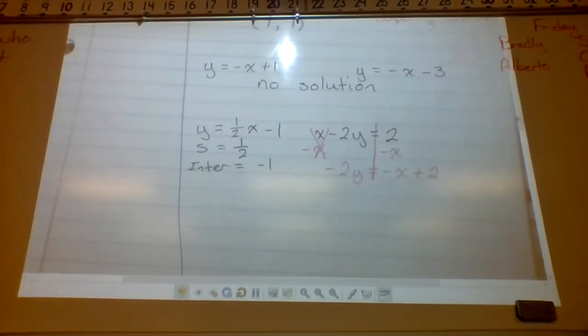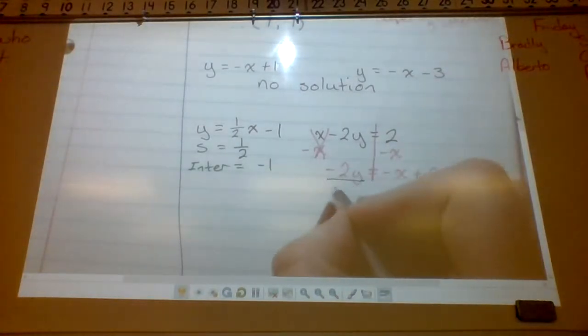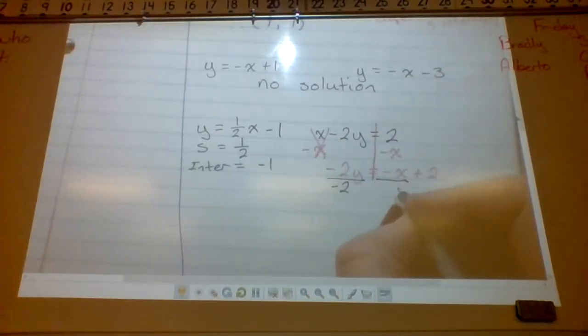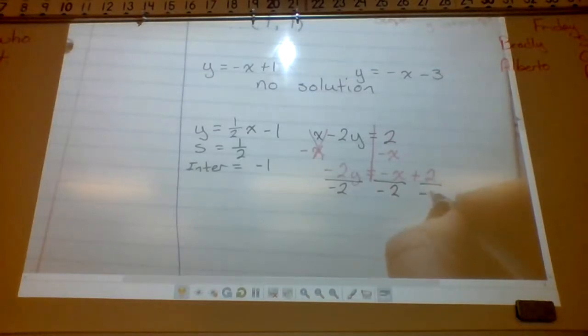Okay? Here's how. Is the y isolated? It's not by itself. What's with it? Is it adding, subtracting, multiplying, or dividing? Multiplication. What's the inverse? So we're going to divide by negative 2, but it's not just that. You have to divide by negative 2 and divide by negative 2. Each term has to be divided by negative 2.